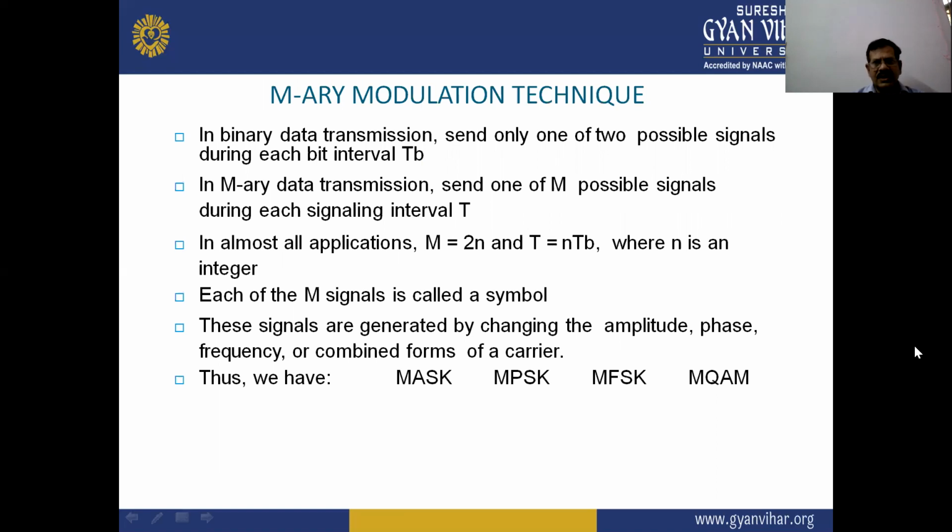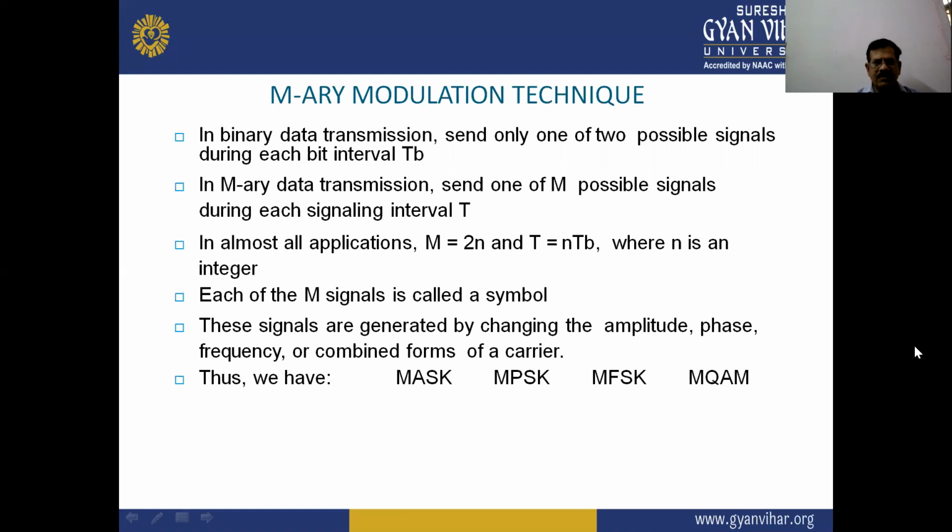M-ary modulation technique. In binary data transmission, we send only one of two possible signals during each bit interval, that is the bit interval T_b. In M-ary data transmission, we send one of M possible signals during each signal interval of duration T. In almost all applications, M equals 2^n and T equals nT_b, where n is an integer.